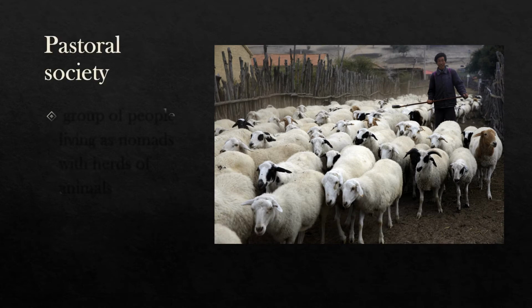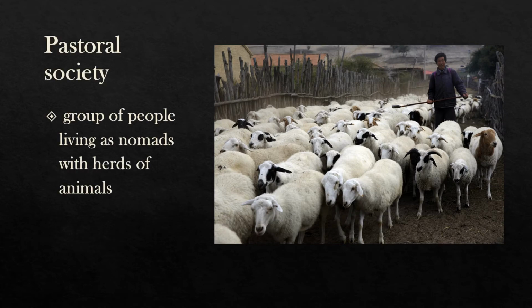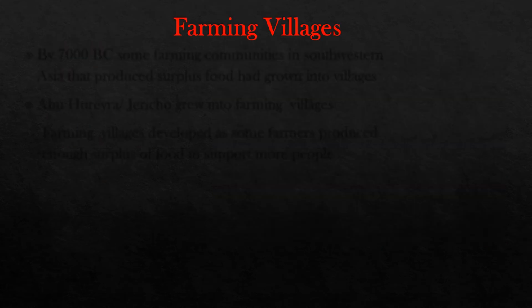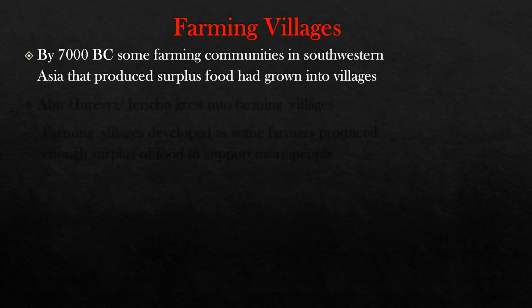Pastoral society is a group of people living as nomads with herds of animals. So by 7000 BC, some farming communities in southwestern Asia that produced surplus food had grown into villages. Do you remember in the last lesson how the people developed agriculture? So they started at that time to form into villages.